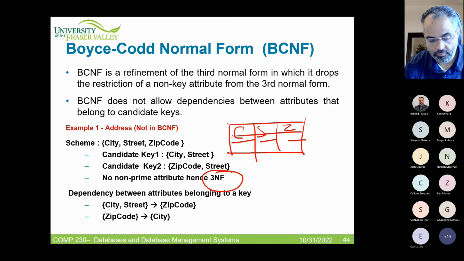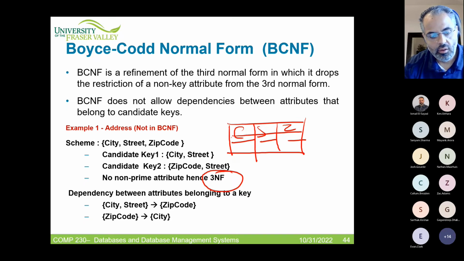You got it, Josh? Yeah, I got that. So what we're saying is that there can be relationships between non-primary attributes. Is that okay for a BCNF then? Yeah, it can be. That's correct. Okay. Sounds good.